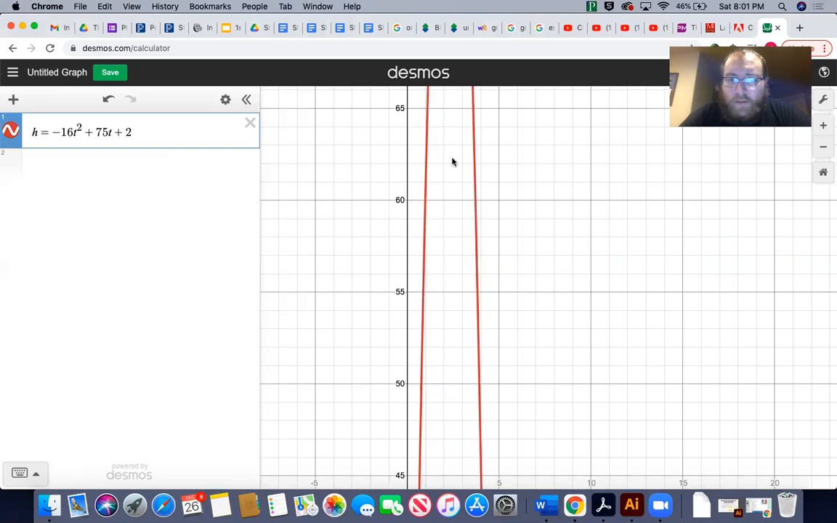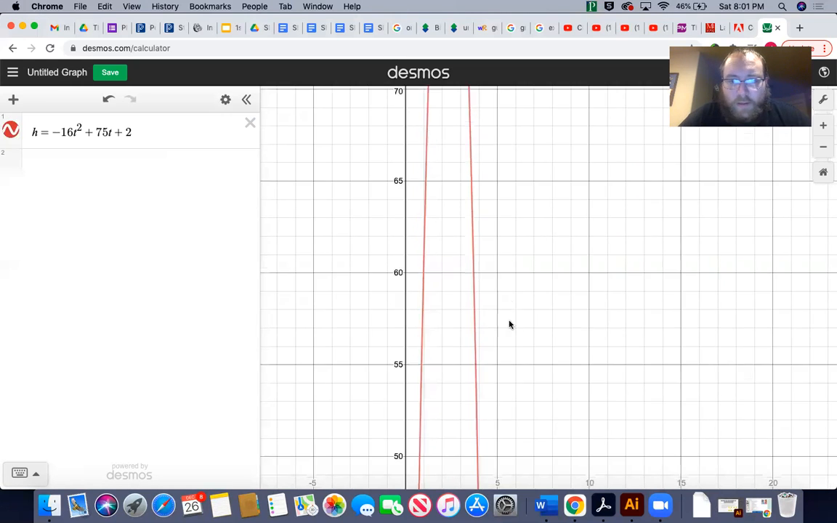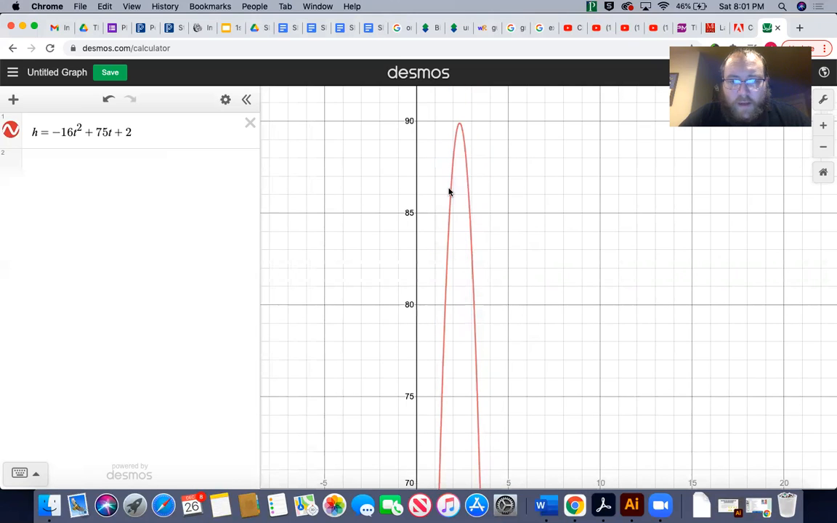Okay, now let's go to 2 seconds. So I'm going to drag my screen up. I'm going to click on the graph and drag around on the graph to find my 2 seconds here. Oh, close. Okay, at 2 seconds, it's 88 feet above the ground. Now let's find 3 seconds. Keep going here. At 3 seconds, it's 83 feet above the ground.